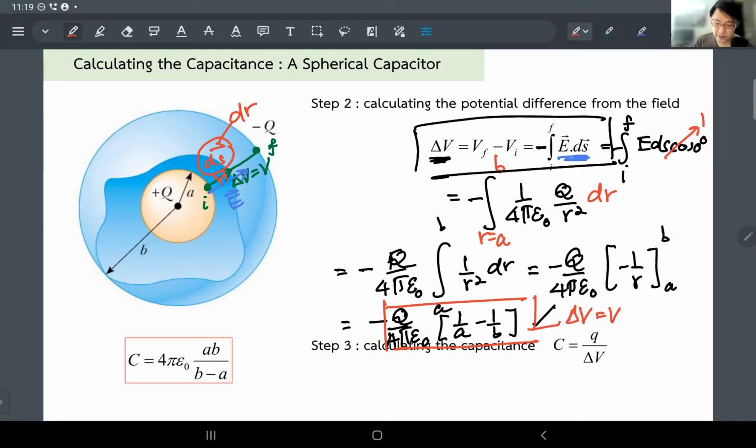Now, the last step is going to be the easiest one because you already found out the potential difference. So the last step will go with C equal to Q over delta V. And as you can see, once again, the Q will eventually cancel. So Q over Q, and then the 4 pi epsilon just flips up to the top. Okay, and now you have 1 over a plus 1 over b down here.